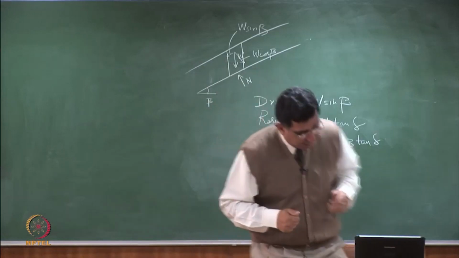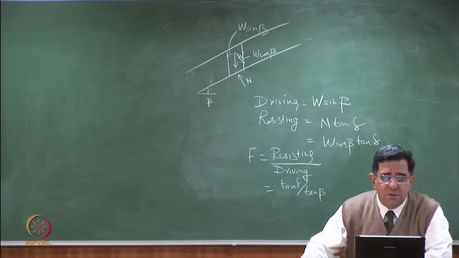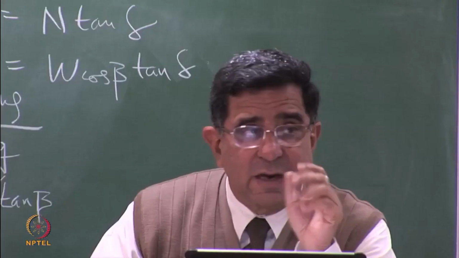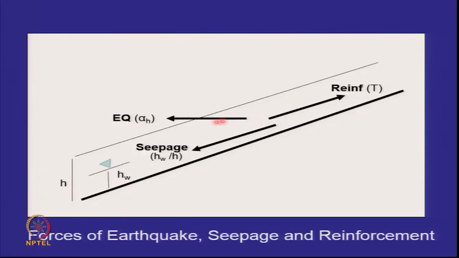So very quickly, I'll come back to this slide again. What we have put on the board is what we have said here: W, W sine beta, W cos beta, N. This is the infinite slope stability analysis. The trigger is that most of these slopes are stable till the following happens. If an earthquake comes, it gives you an additional alpha h, right? It can also give you an alpha v, but the main force which causes problem is alpha h. It gives you a horizontal force. If rain comes, what happens? Suppose this is a geomembrane. If there was no geomembrane, the rainwater would go in and go into the waste. But we have put a barrier.